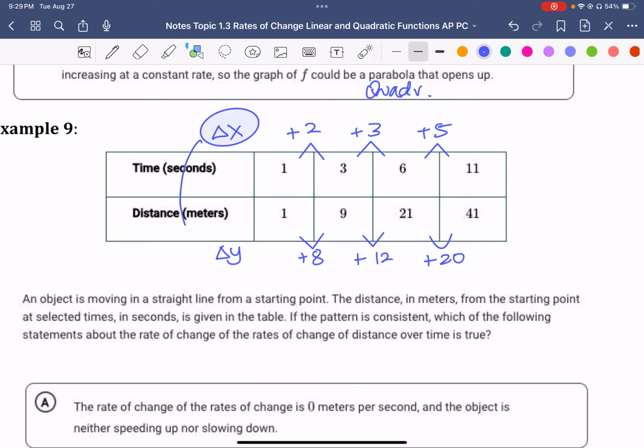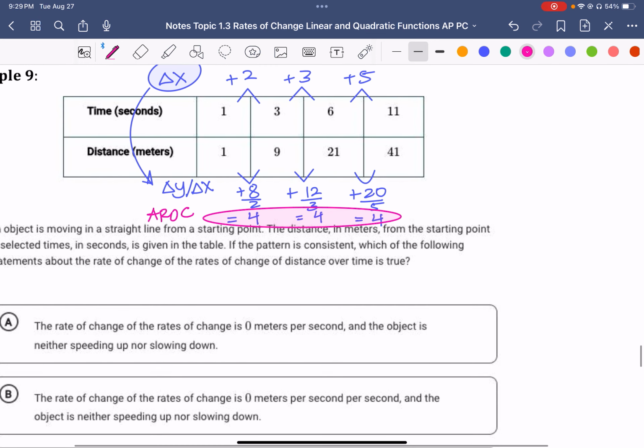Grab these numbers, divide them over here so that you have the change in y divided by the change in x. So I have divided by 2, divided by 3, and divided by 5. If I simplify these, I get 4, 4, and 4. Okay, I'm going to be circling these. Remember, the first time you do it, you're going to label it your average rate of change.